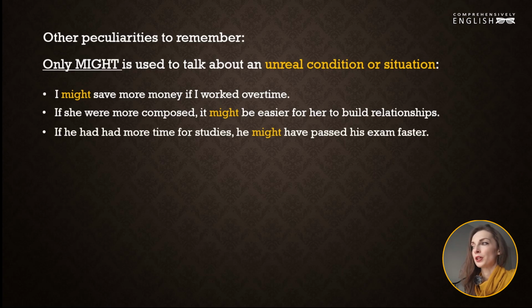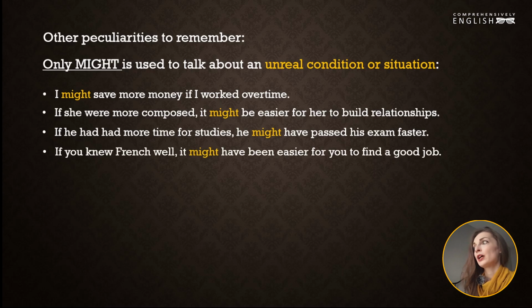If he had had more time for studies, he might have passed his exam faster. That's the third conditional, an unreal condition in the past. If you knew French well, it might have been easier for you to find a good job. It's a mixed conditional. The first part is the second conditional, an unreal situation in present. If you knew French, the person doesn't know French. It might have been easier for you to find a good job. Might have been in the past. It's an unreal situation in the past.